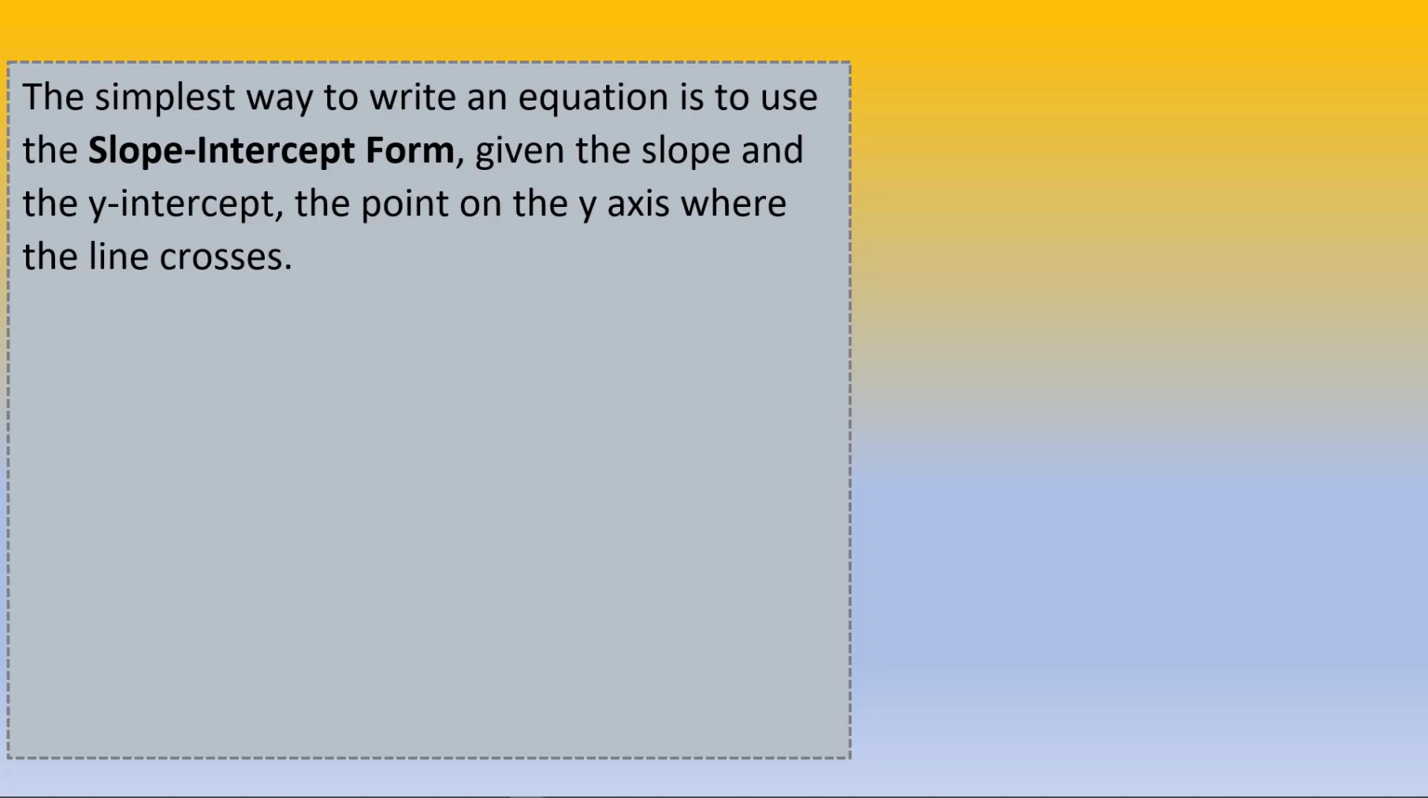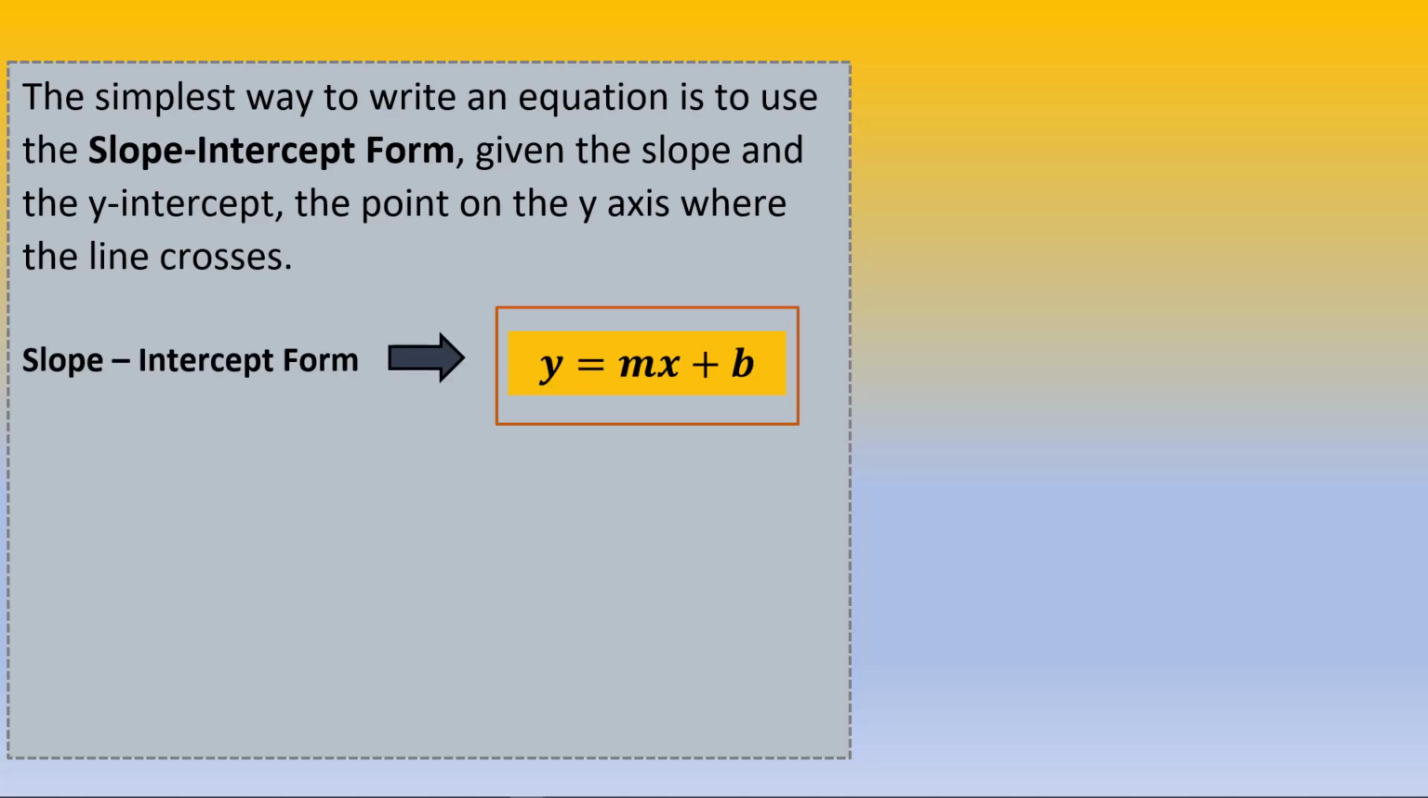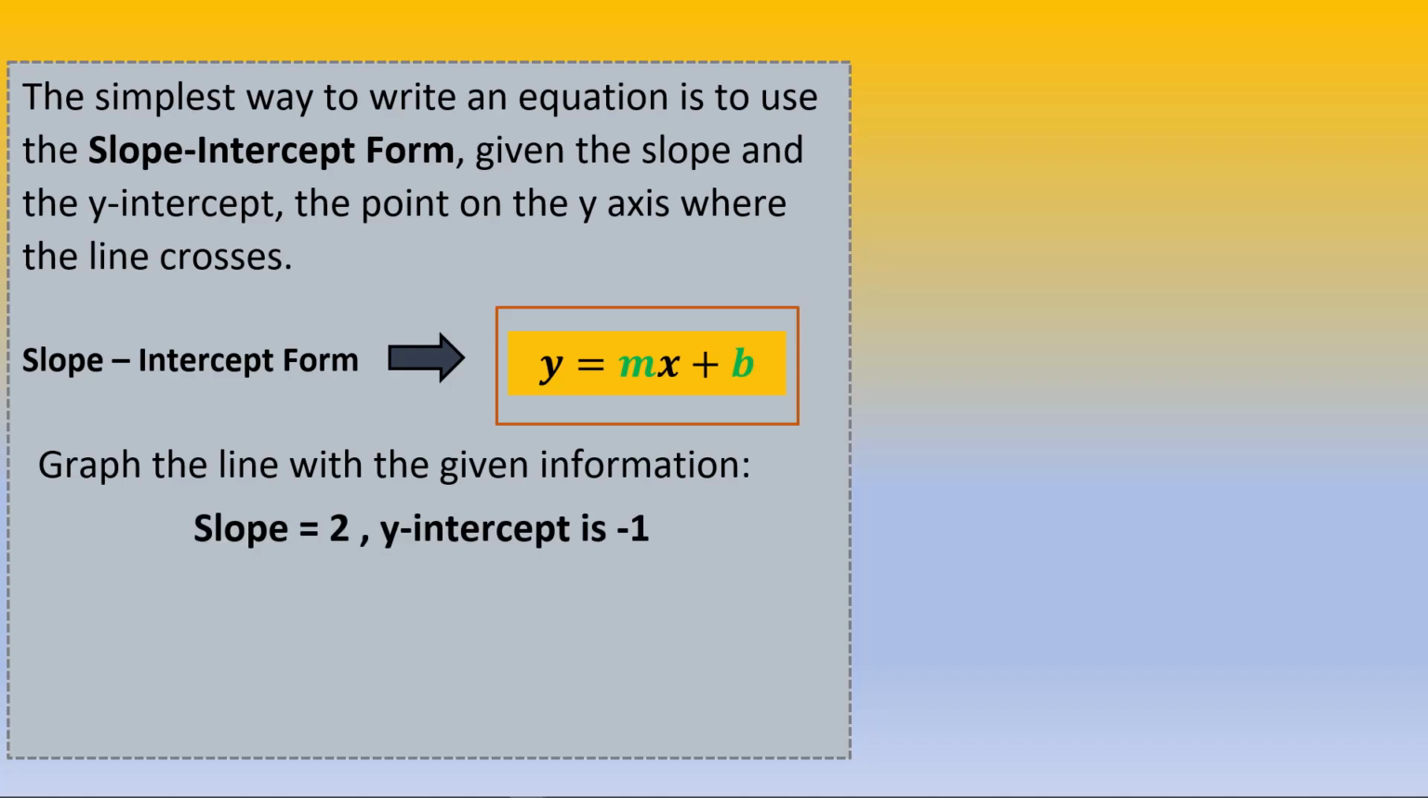The simplest way to write an equation is to use the slope-intercept form, y equals mx plus b, given the slope and the y-intercept, the point on the y-axis where the line crosses. Let's look at a simple example. Graph the line with the given information. Slope is 2, y-intercept is -1.